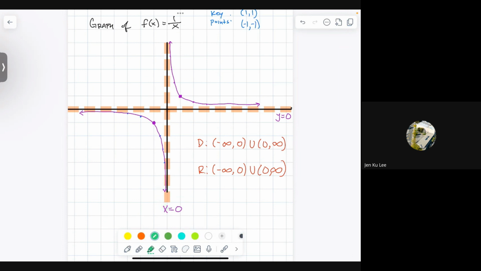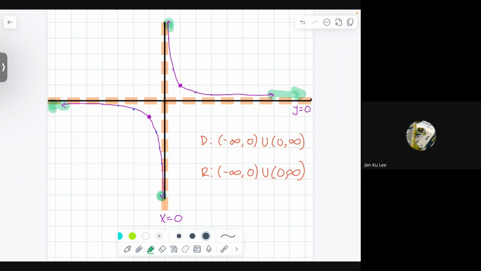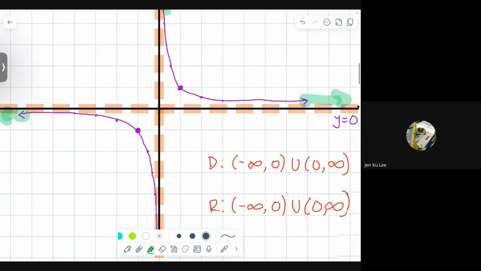And here it goes on forever negatively, and here it goes up forever positively. And here it goes on forever negatively, and here it goes on forever positively. Okay, that's why it's everything besides zero. Cool? So that is our parent function.